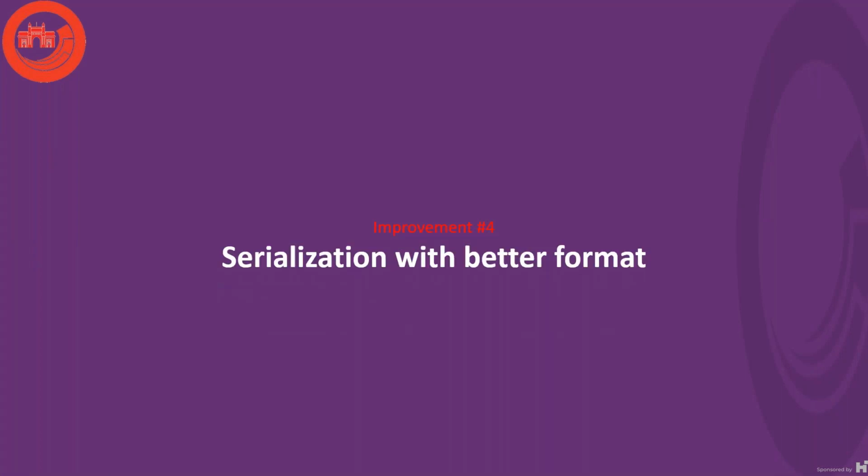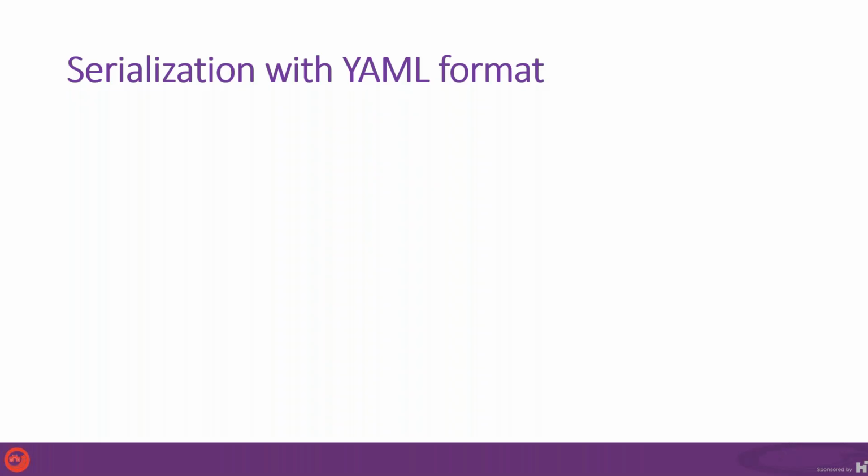So the next one is serialization with better format, the next improvement. So what is serialization? Serialization is a process of converting Sitecore items into physical files. And once you have the physical files, you can store them in the repository and move between different environments, and you can again deserialize back to Sitecore items. This process has been supported by Sitecore since version 6. But in Sitecore 9.2, it started supporting a new format, YAML.